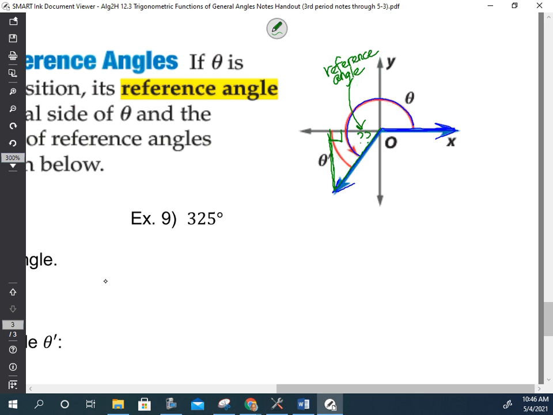So the question is, why don't we use that other angle in the triangle? Because it wasn't attached to the origin. That's why you don't use it. That's why it's not associated as a reference angle. It wasn't attached to the origin.